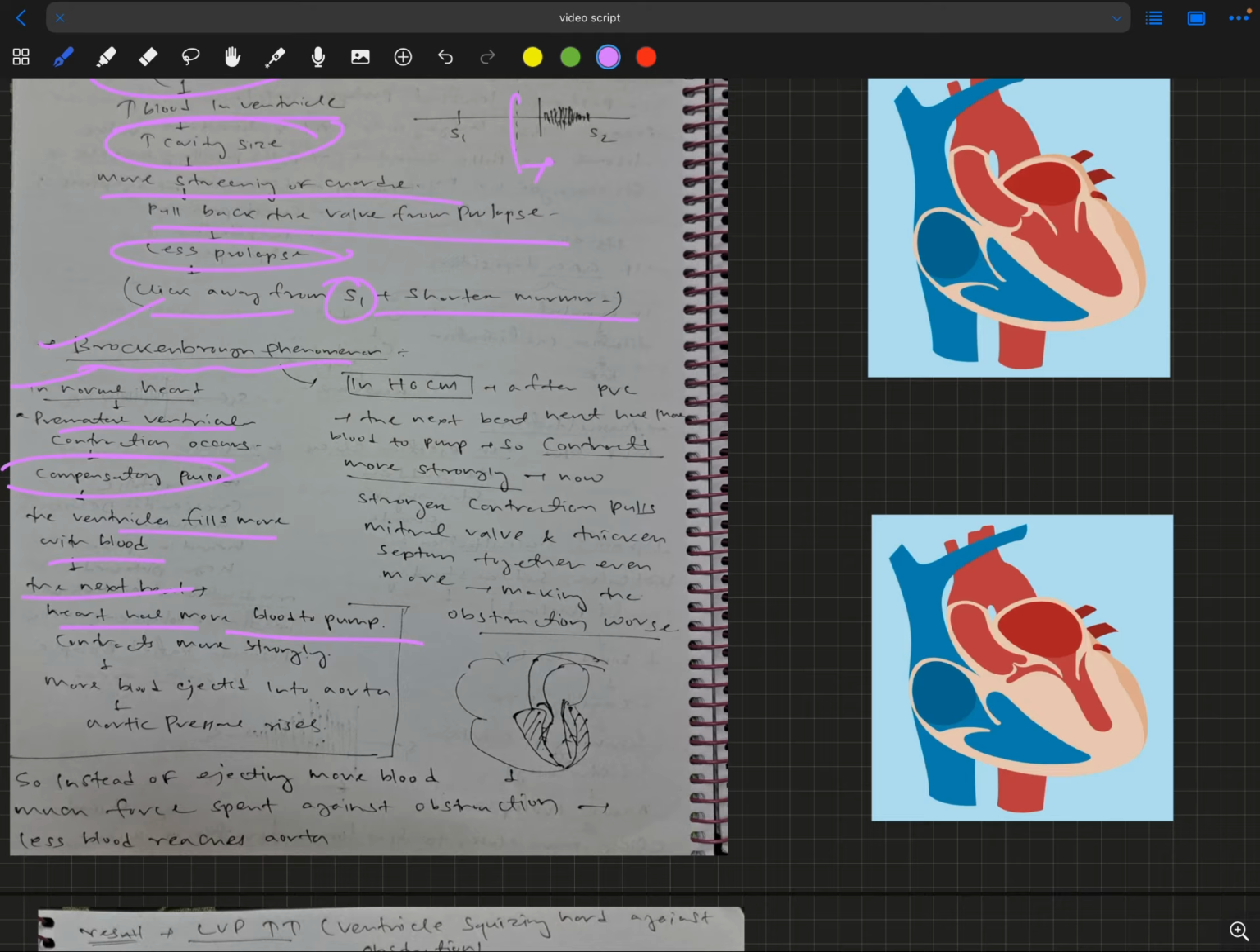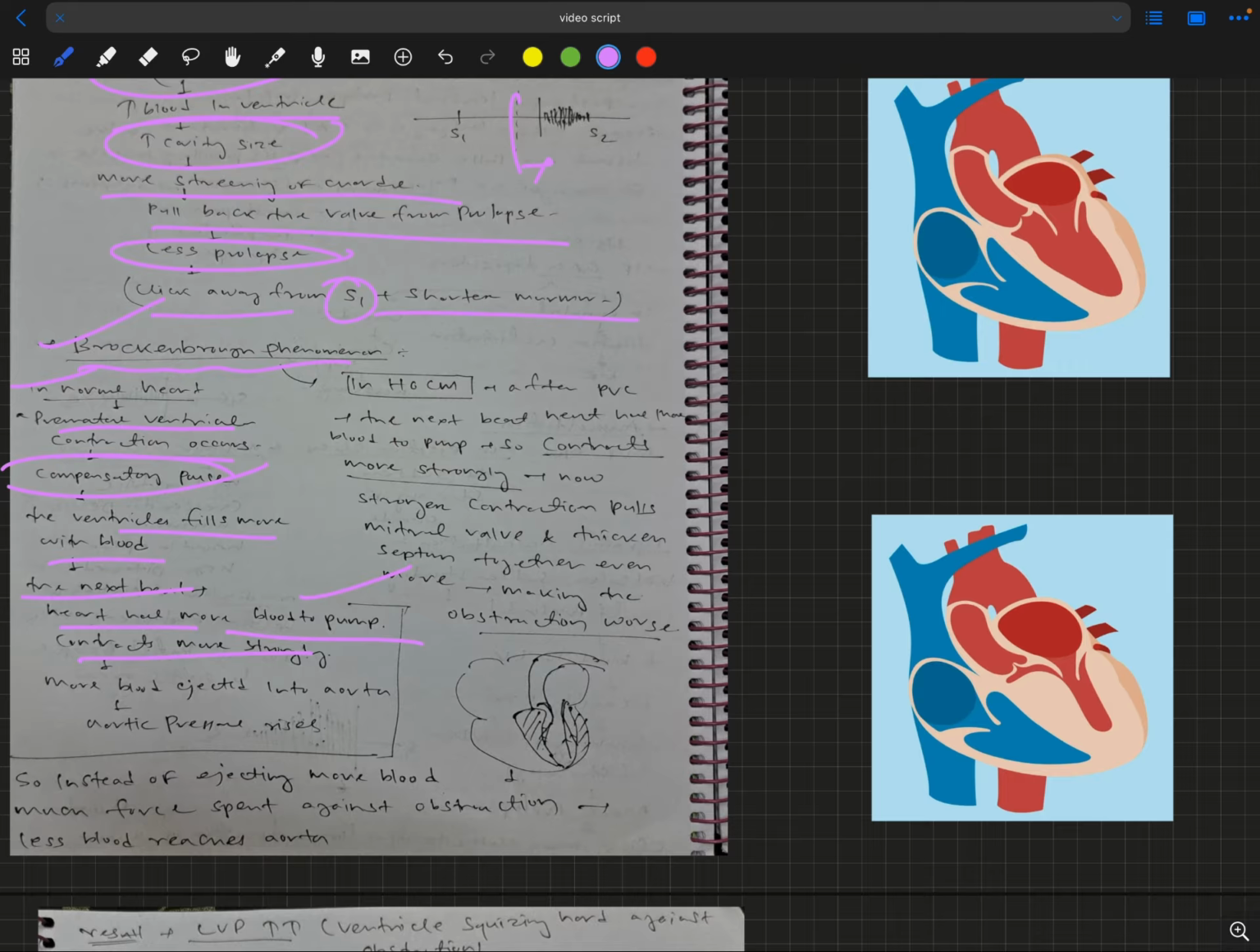So when there is a premature ventricular contraction, it is followed by a compensatory pause. During this pause, the heart gets more time to fill, so it is filled with more blood and has more blood to pump. As in the Frank-Starling law, when there is more stretching of the myocardium, there will be more contraction. So following the premature ventricular contraction, during the compensatory pause, the heart is filled with more blood because it gets more time to fill.